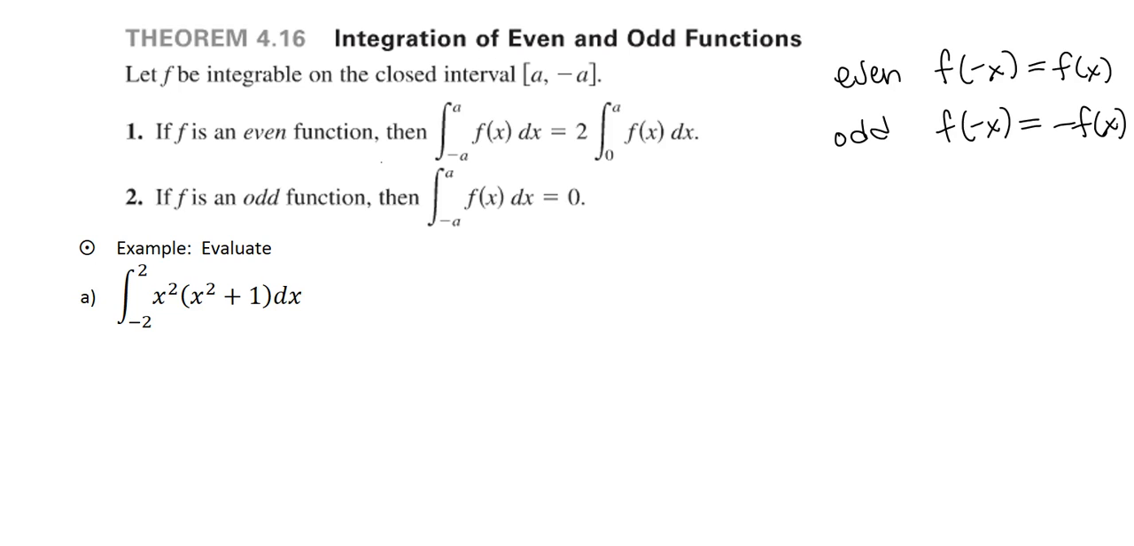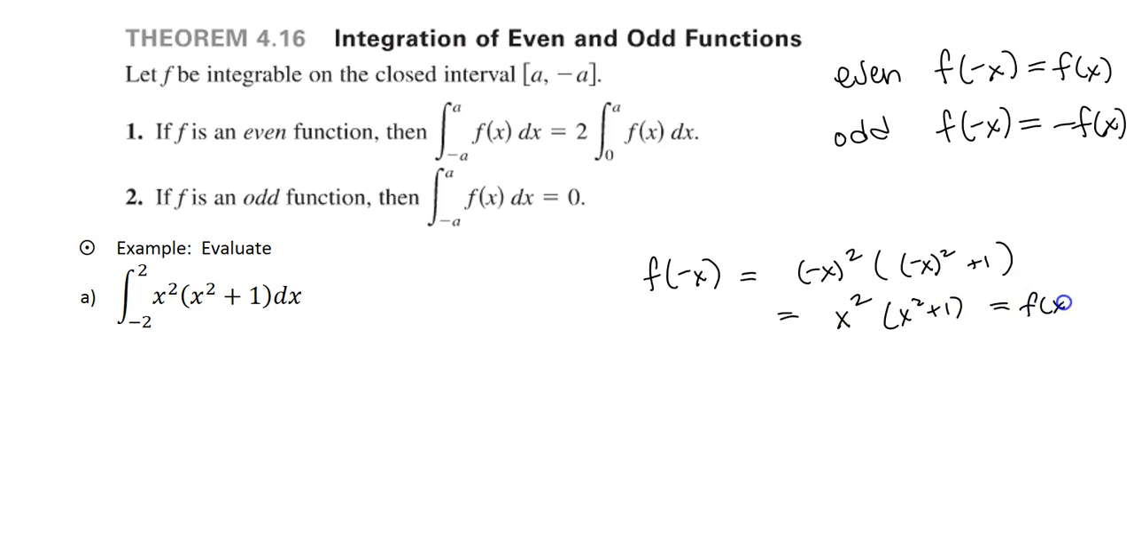So if I'm looking at this one right here, I've got x squared times x squared plus 1. If I were to find f of negative x, this would be negative x squared times negative x squared plus 1. And you can see that this would be x squared times x squared plus 1, or f of x. So this is an even function. So if I wanted to, I could make this 2 times the integral from 0 to 2 of x squared times x squared plus 1.